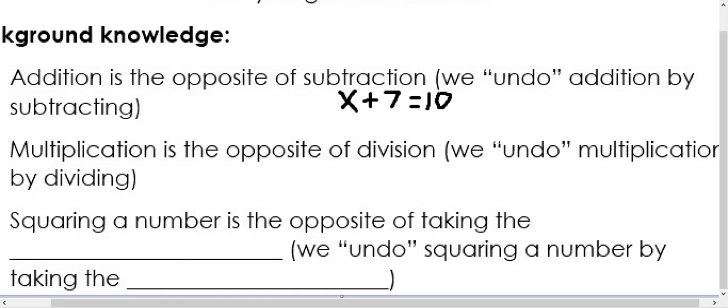Hello, today we're going to learn about the Pythagorean Theorem. But before we start learning about that, we need to know some background knowledge to help us along the way. The first thing we need to know is addition is the opposite of subtraction.